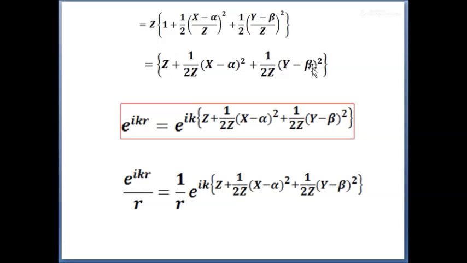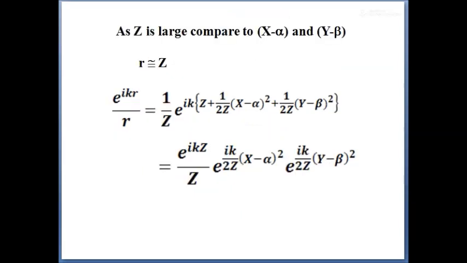Okay, now you are going to put the value of this whole thing in e to the power ikr. Now the value of e to the power ikr will be e to the power ik into this term, as r has this value when x minus alpha and y minus beta are much less than z. And the value of e to the power ikr by r will be 1 by r e to the power ik (z plus 1 by twice z (x minus alpha) square plus 1 by twice z (y minus beta) square). Right?